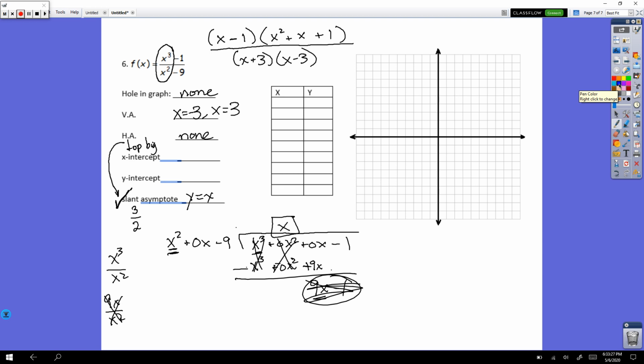So we have vertical asymptotes at -3 and 3. So -3 and 3. And then we have a slant at y equals x. So mx plus b, m is 1 over 1, and my b is 0. So I would be here, and then up 1 over 1, up 1 over 1, on and on and on, going the other way.